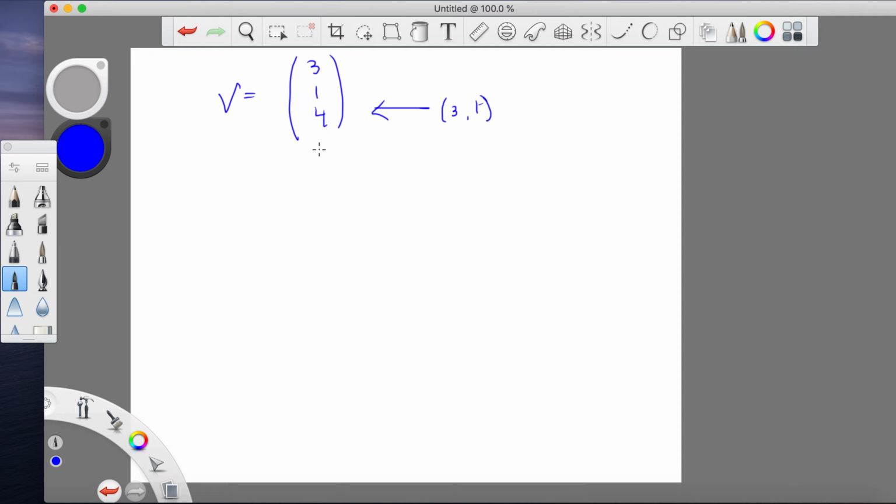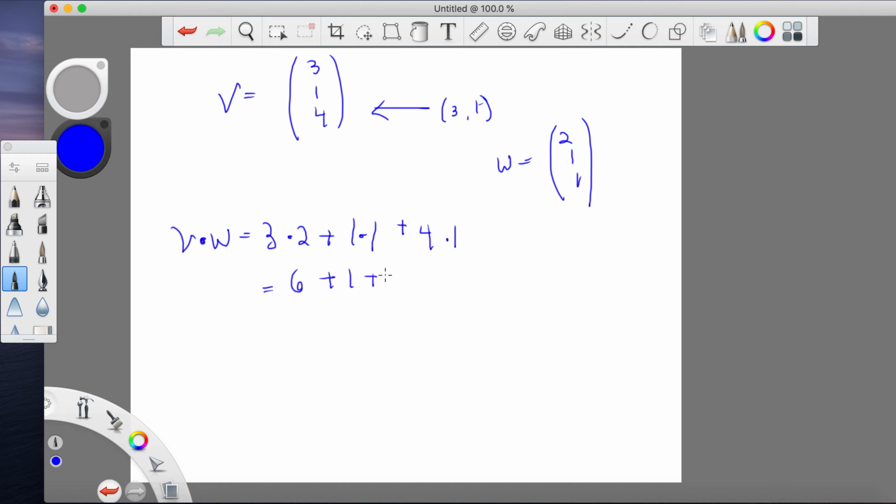And if I do what's called the dot product, let's say we had another vector also, say 2, 1, 1. If I take the dot product of them, I should get a number back. The way this works is I just multiply each of the components bit by bit and add them up. So this would be 3 times 2 plus 1 times 1 plus 4 times 1, which is 6 plus 1 plus 4, and that's 11.